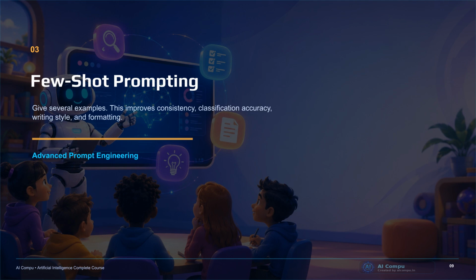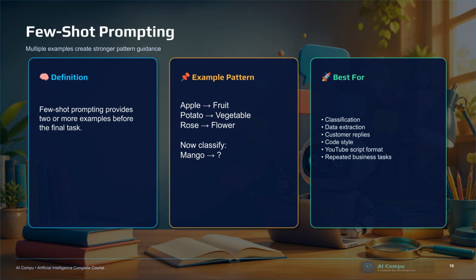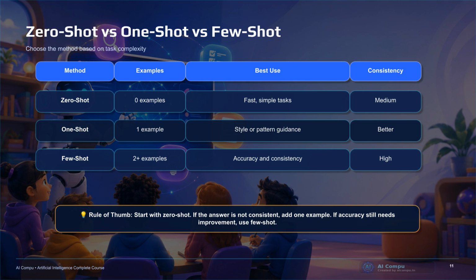Moving up in complexity, we reach few-shot prompting. This involves giving the AI several examples to further improve consistency and accuracy in its output. Use few-shot prompting when you need strong pattern guidance for tasks like data extraction, coding styles, or repeating specific business formats. Here is a comparison of these 3 methods. Use this rule of thumb. Start with zero-shot, and if the consistency isn't quite right, add 1 or more examples to refine the output.